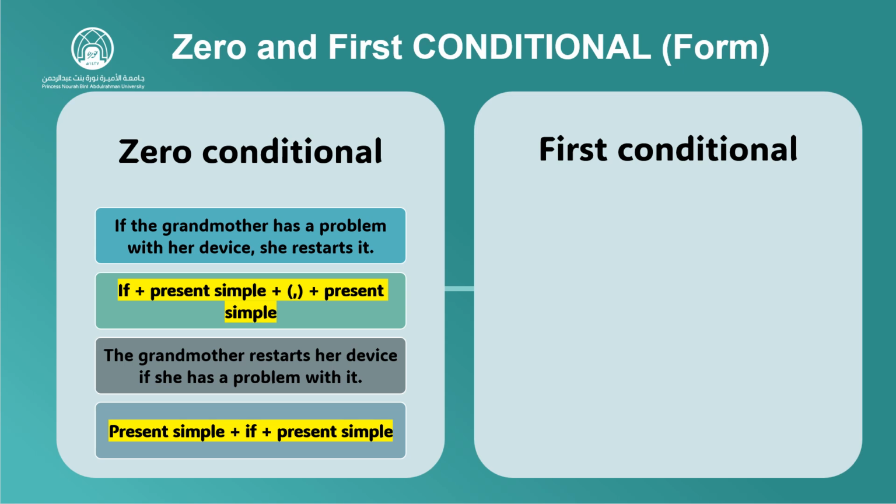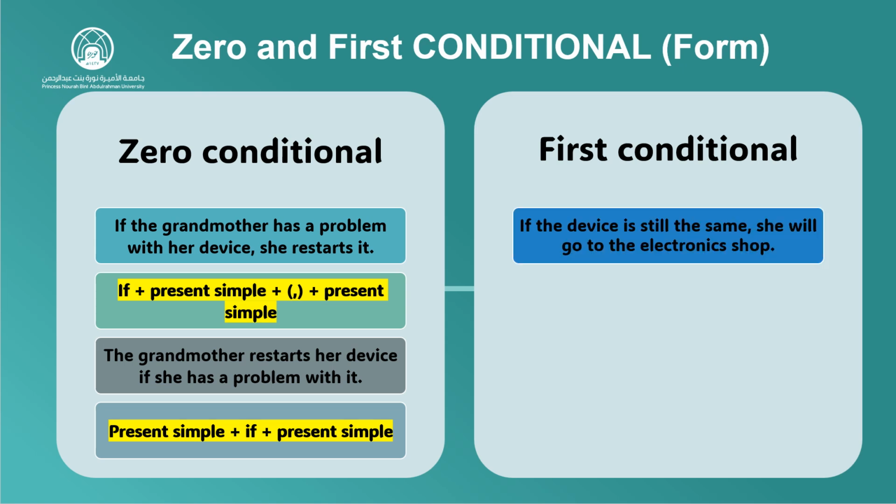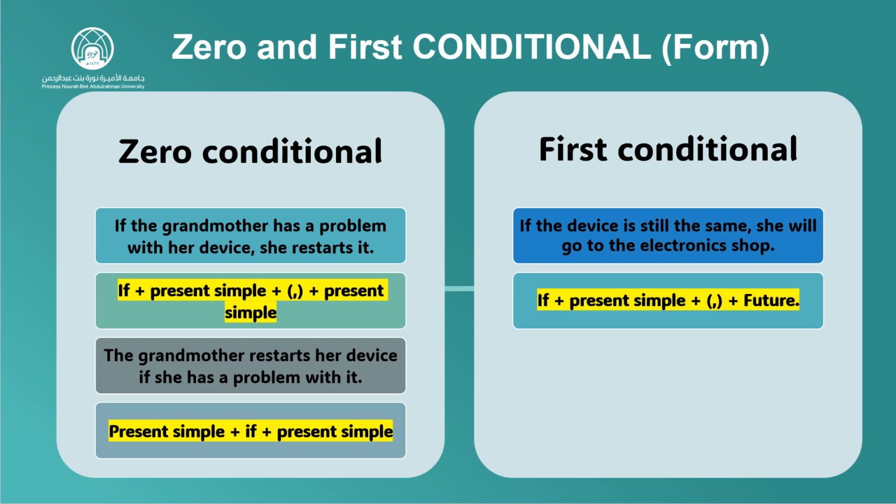For the first conditional, if the device is still the same, she will go to the electronics shop. Here again I have two sentences. The first one starts with if, and again I use a comma here because I'm linking two sentences and because I started with if. The sentence that comes with if is in the present simple form, but the second sentence is in the future form.